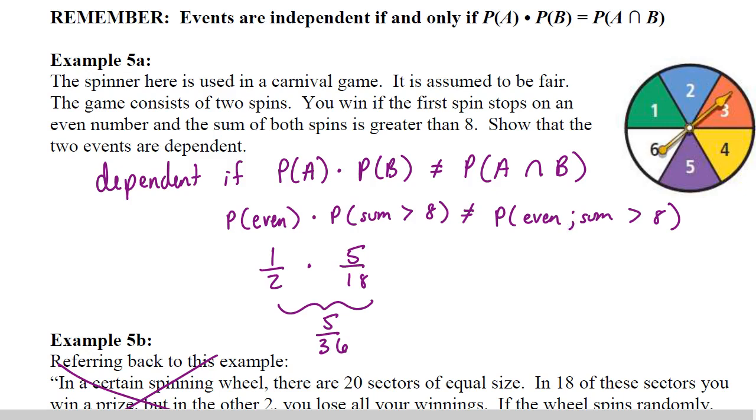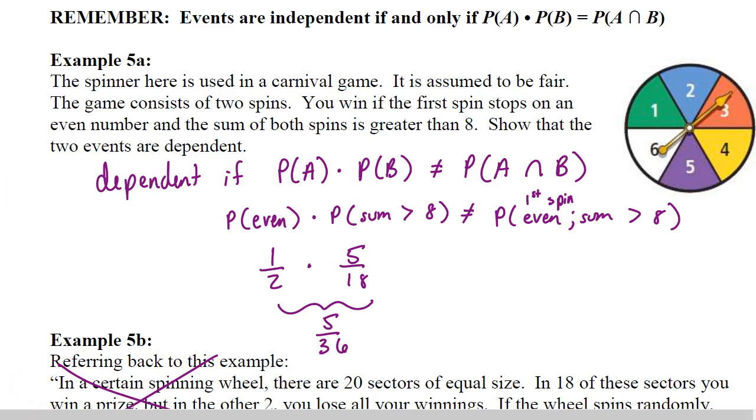So now we've got to see, is that equal, or technically not equal, to what we have on the other side. And I just noticed that I wrote this down wrong. It should have been that instead of being even and a sum greater than 8, it's supposed to be the first spin is even, and the sum is greater than 8. So we're looking to see if that intersection is not equal to 5 over 36.